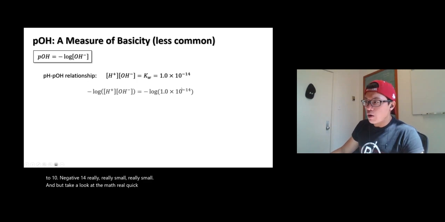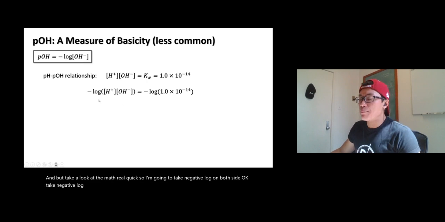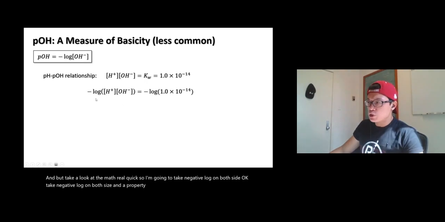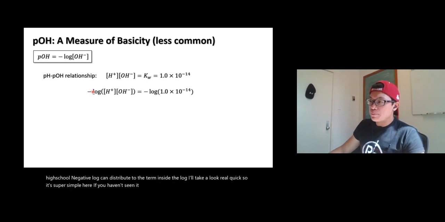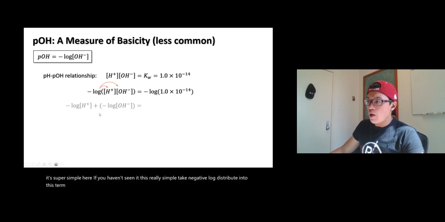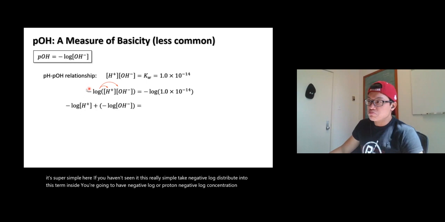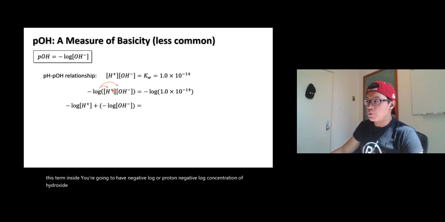So I'm going to take negative log on both sides. And a property of log, so I'm sure you have seen this in high school. Negative log can distribute to the term inside the log. It's super simple here. If you haven't seen it, this is really simple. Take negative log, distribute it into the terms inside. You're going to have negative log of proton, negative log of concentration of hydroxide ion. Just distribute inside, right? Spread it out.